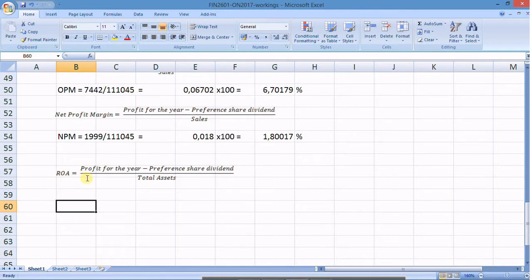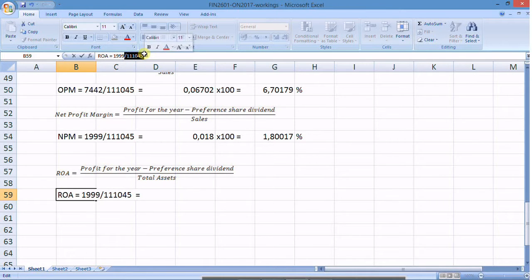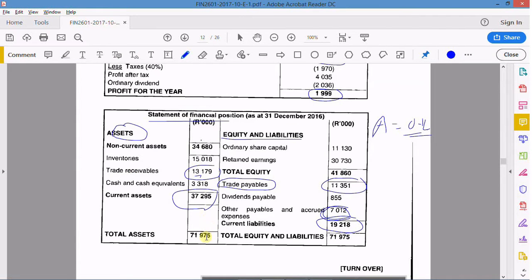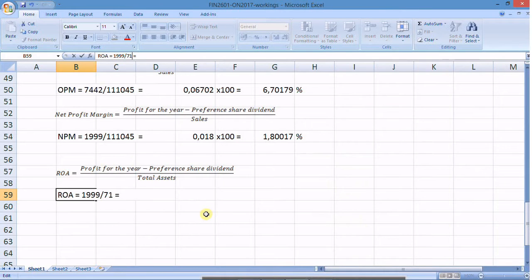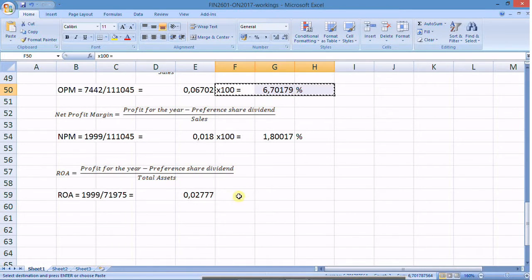Okay, return on total assets, ROA, is the same numerator as the one we just looked at. So we keep the numerator there. We'll just change the denominator, so it's divide by total assets. What are our total assets here? 71975 equals, and then let's work out an answer here. There's the answer, times that by 100.